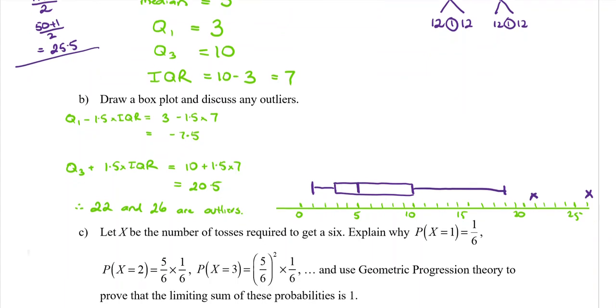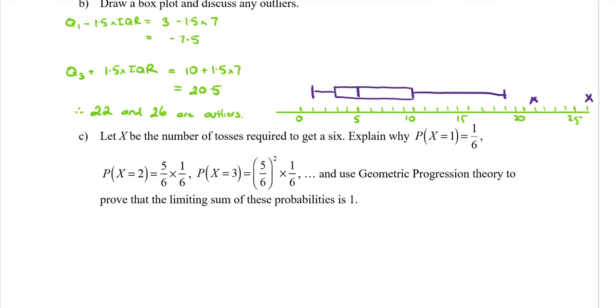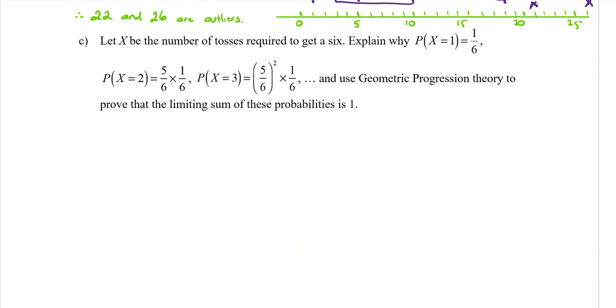Okay, then we get into some interesting stuff. Let X be the number of tosses required to get a 6. Explain why P of X equals 1 is equal to 1/6, and P of X equals 2 is equal to 5/6 times 1/6, and P of X equals 3 is 5/6 squared times 1/6, etc.